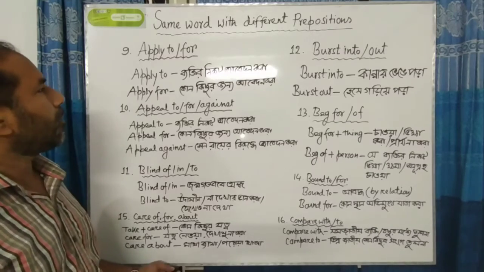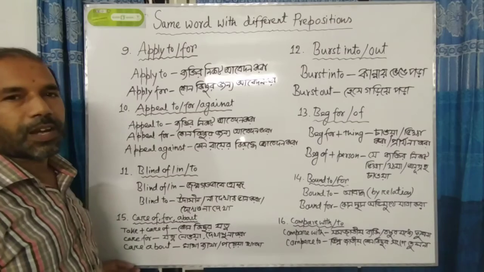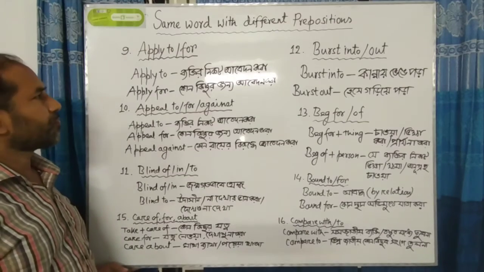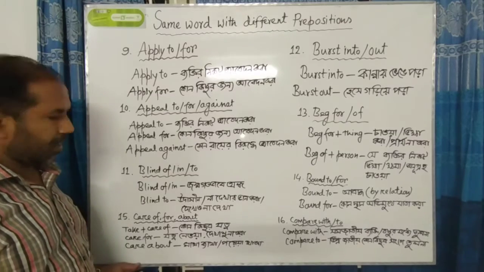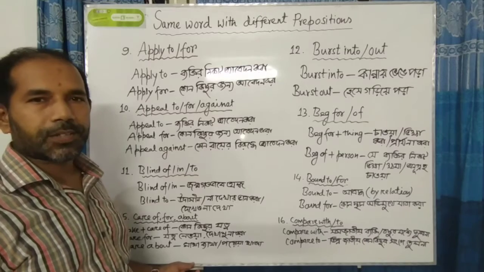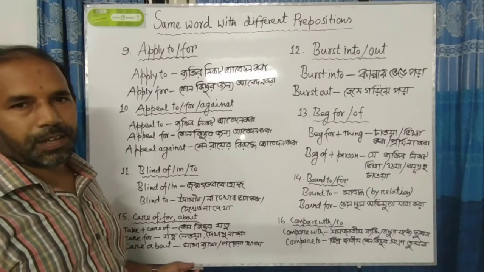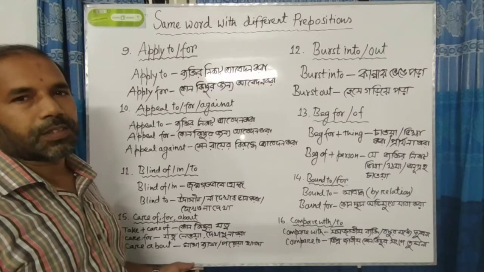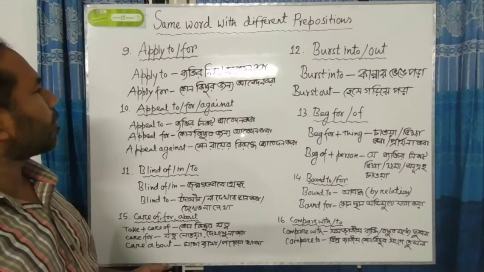Now let us see. Apply to means ব্যক্তির নিকট আবেদন করা. Apply to a person. Apply for কোনো কিছুর জন্য আবেদন করা. Here we can give an example: He applied to the principal for a seat in the hostel. So you have to use it in this way. We see that apply to a person and apply for something.